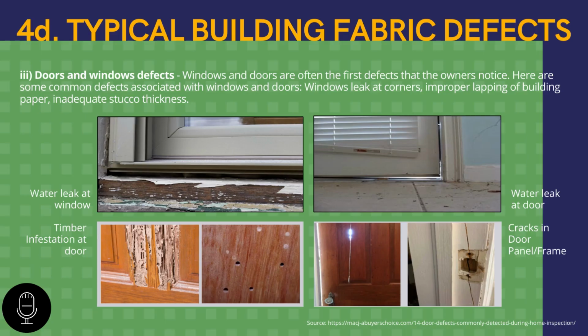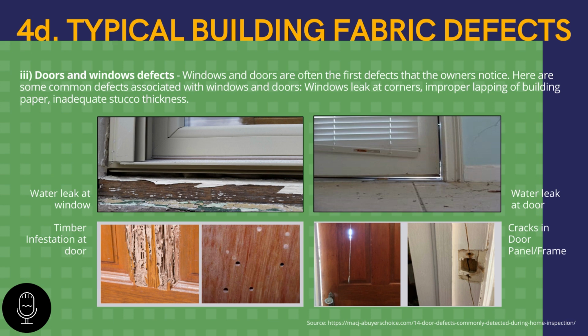Now we are discussing the third element of typical building fabric defects, which is doors and windows defects. Basically, windows and doors defects are often the first defects that the owners notice. Here are some of the common defects associated with windows and doors. For example, windows leak at the corners, improper lapping of building paper, and inadequate stucco thickness.